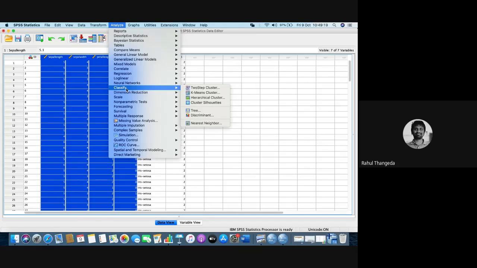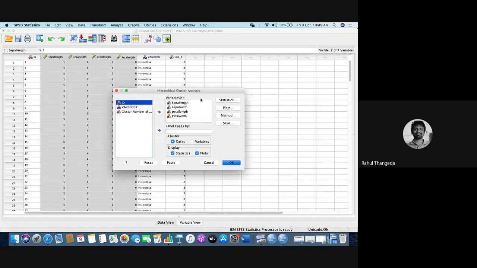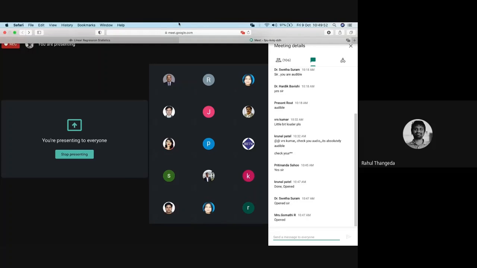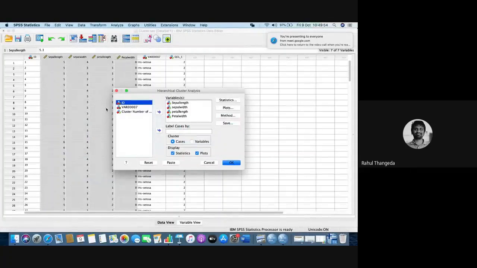Anytime I'm going a little fast, please do stop me. I'm trying to go fast to make sure I'm doing what I'm asked to be doing. Under Classify, you have two-step cluster, k-means cluster, and hierarchical cluster. There is also a method called cluster silhouette. But our focus will be mostly on hierarchical and k-means, and I'll give some brief on what two-step cluster is about. So click on hierarchical clustering. Are all of us with me till here? Anyone want me to hold on? Okay, I hope you are all with me.